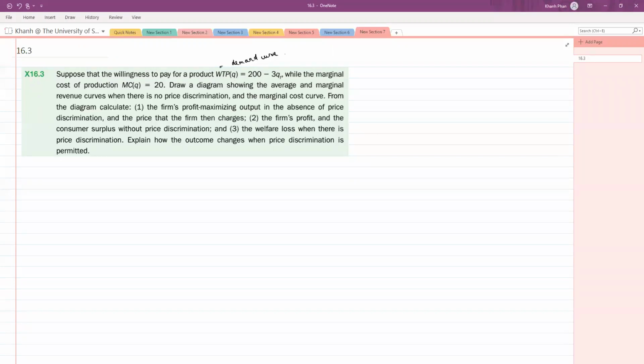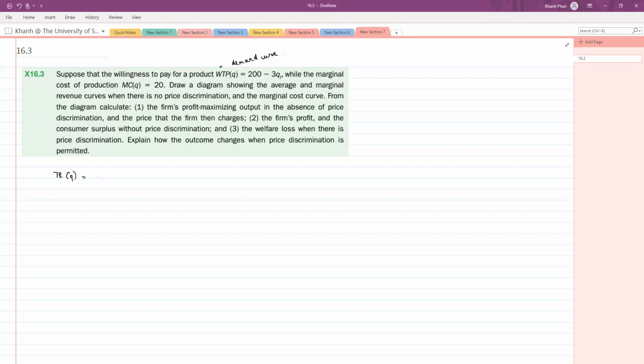Okay, so the marginal cost of production for the firm is equal to 20. It's asking you to draw on a diagram the average and marginal revenue curves where there is no price discrimination, and a marginal cost curve. So first of all, we will have to find the total revenue in order to find the average and the marginal revenue.